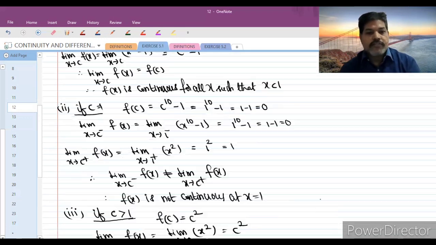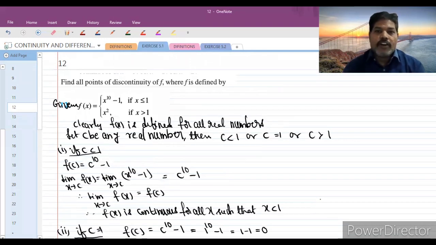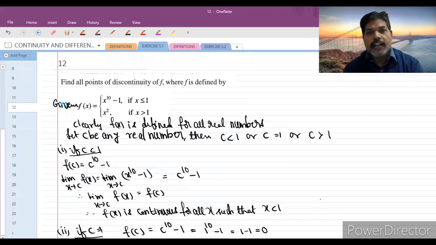So what is the function? See that question, students. The function is defined for x less than 1 and x greater than 1. So first you have to understand that the function is defined for all real numbers. The domain is the real numbers.